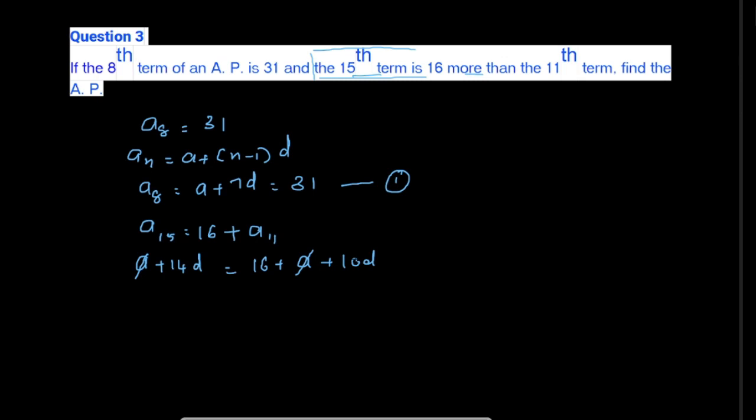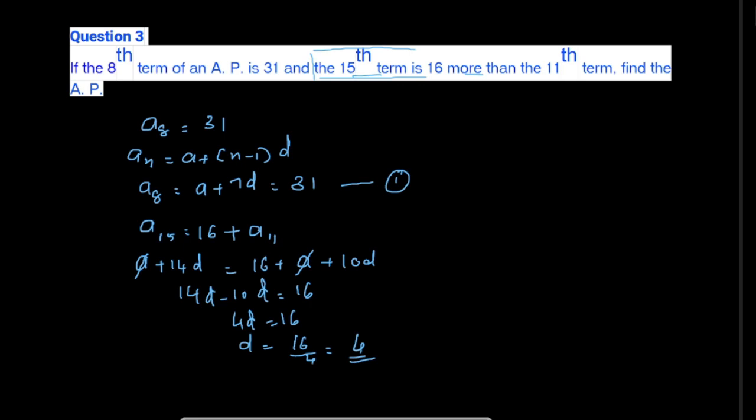Now 14D and 10D. So 14D minus 10D is equal to 16. 14 minus 10 is 4D. 4D is equal to 16. Now we can find D from this. D is equal to 16 upon 4, which is 4. So D, the common difference, is 4.